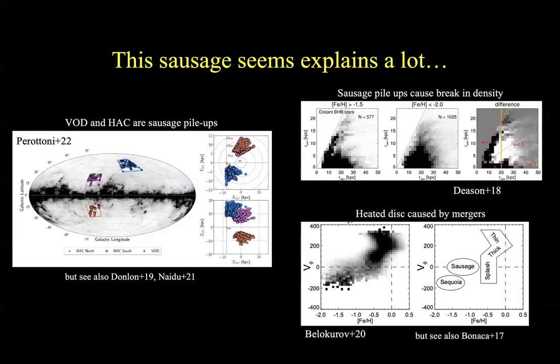Now, the reason why this was, I think, such an interesting result was that it helped explain a lot of results that we previously found and were trying to understand. For example, there have been overdensities identified, like the Virgo overdensity or the Hercules-Aquila cloud, which are pileups and overdensities of stellar halo stars that have been linked to the debris of the Gaia-Enceladus-Sausage.